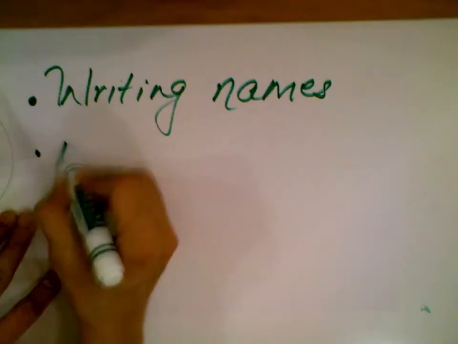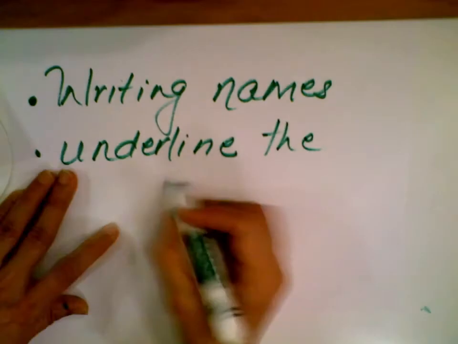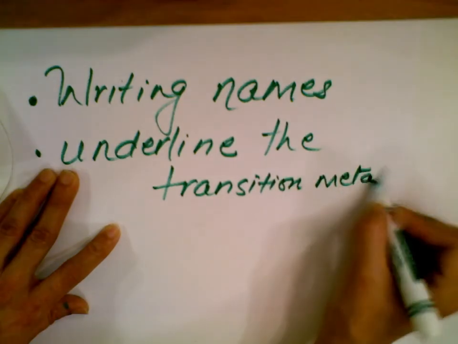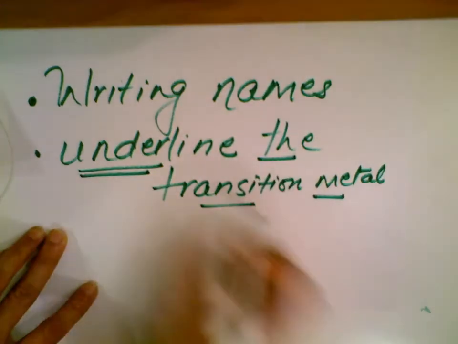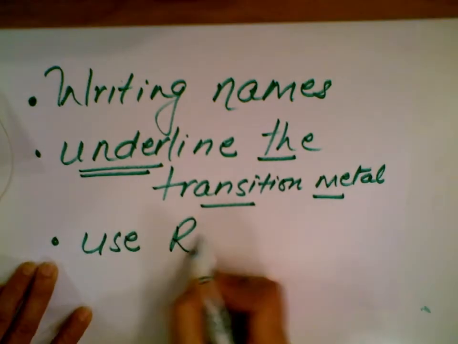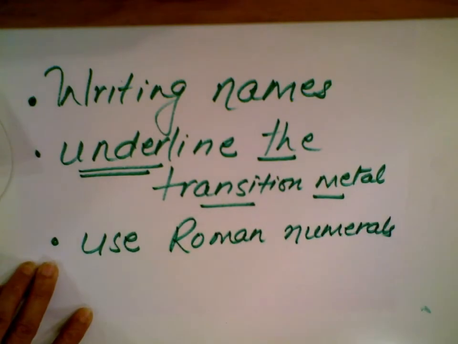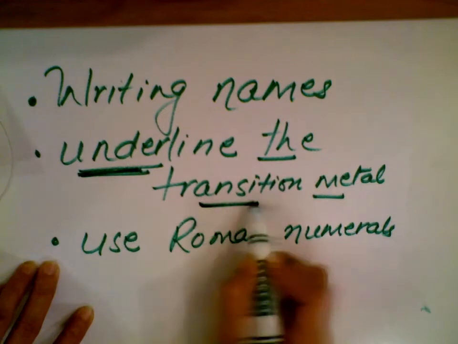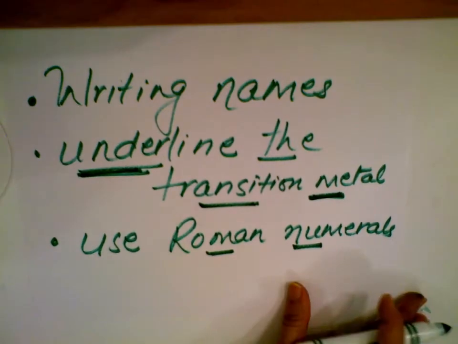You want to make sure that you underline the transition metal. When you underline the transition metal, there will be no confusion about which element you are specifying the charge for. And we also use Roman numerals to show those charges, to specify the charge on the transition metal. So the basic step is: underline the transition metal and then use the Roman numeral to specify the type of charge on the transition metal.